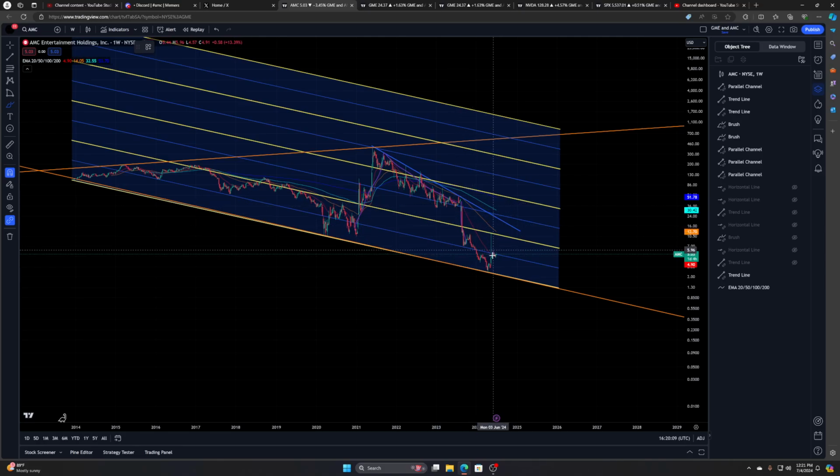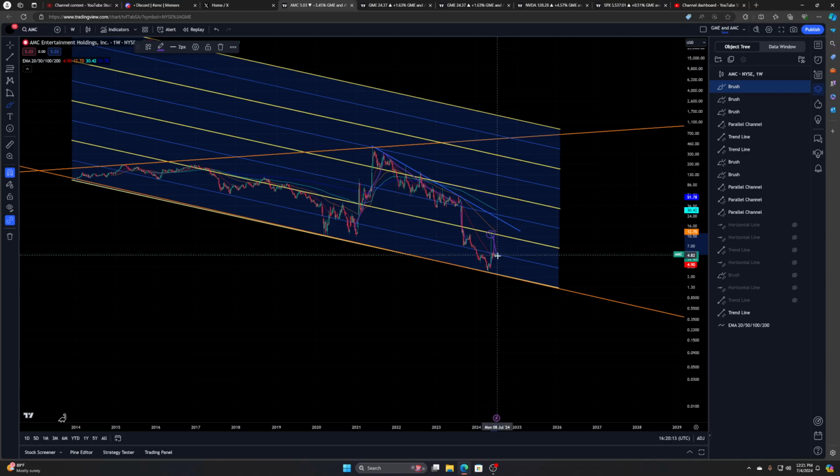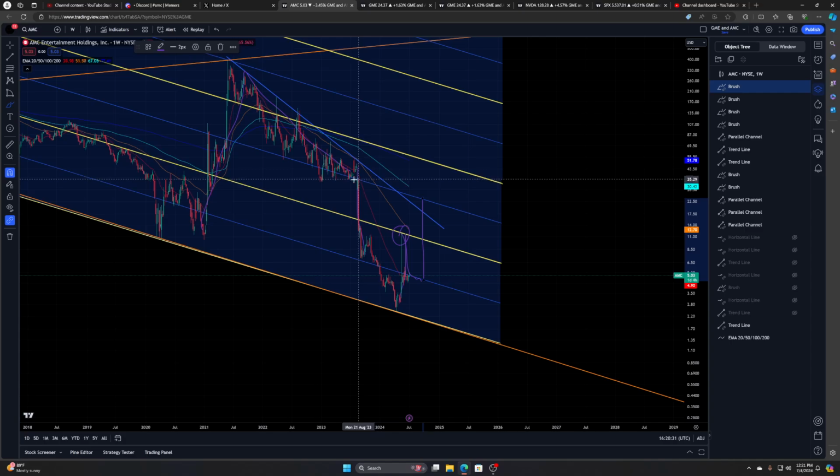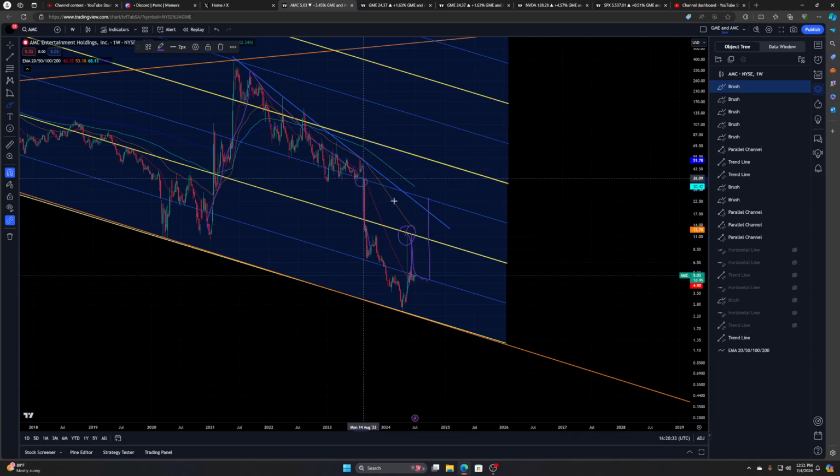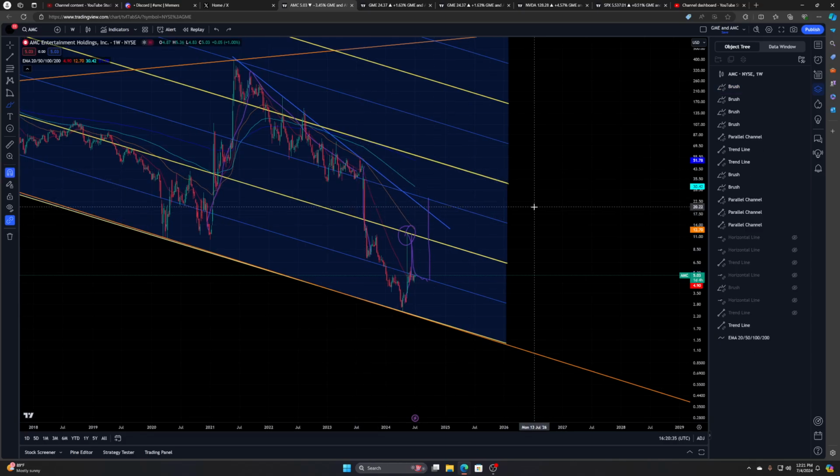We tested the peak of this channel. We come back down, use support on the midline, and then once we break this upper channel, your next point of resistance is that $21 level that we talked about, or I guess it would be higher, at like 25-ish. But let's see here. Yeah, it literally lines up perfectly with this gap on AMC.